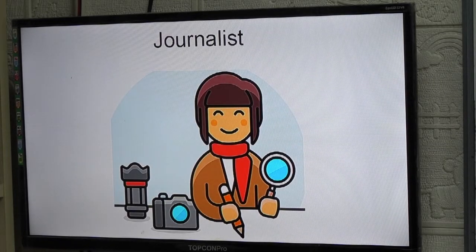Alright. This is a journalist. Do you know what a journalist is? A journalist works, he or she can work for magazines or even a television station. All they do is collect information, what is happening around a place. Okay. Journalist. That is a hard one.